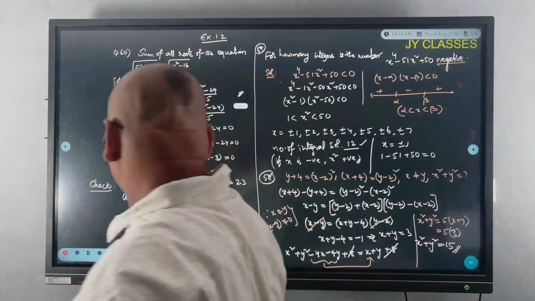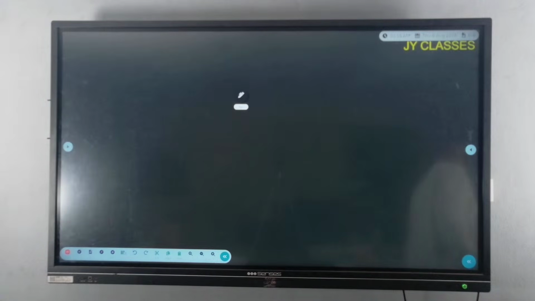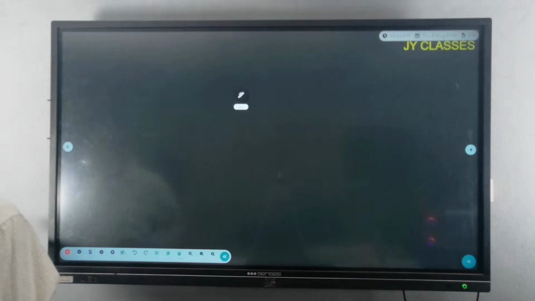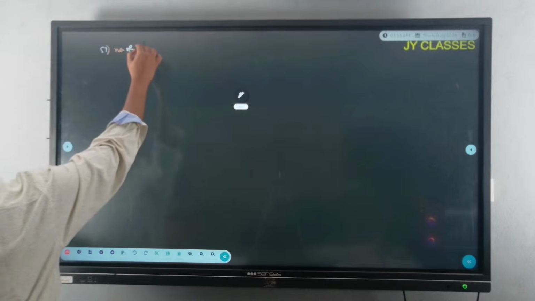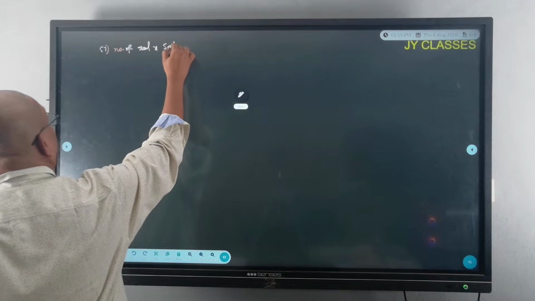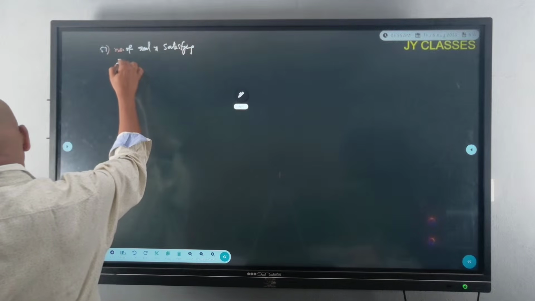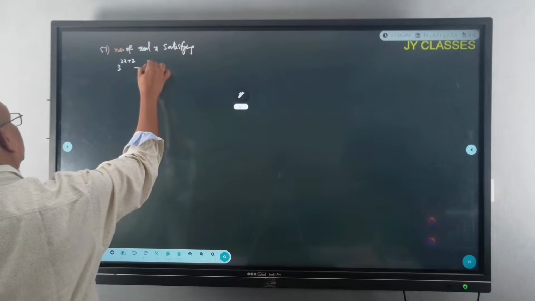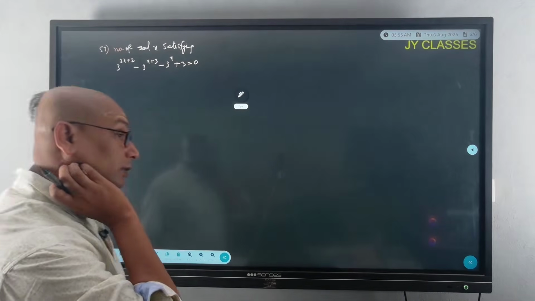Okay, now see next one. Number of real x satisfying 3 power 2x plus 2 minus 3 power x plus 3 minus 3 power x plus 3 equal to 0. Okay, that is the question.